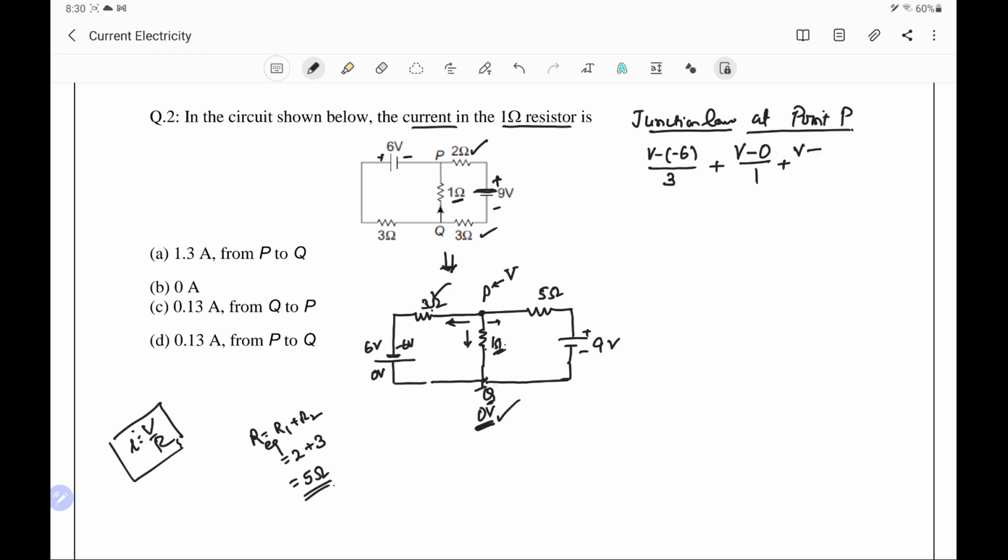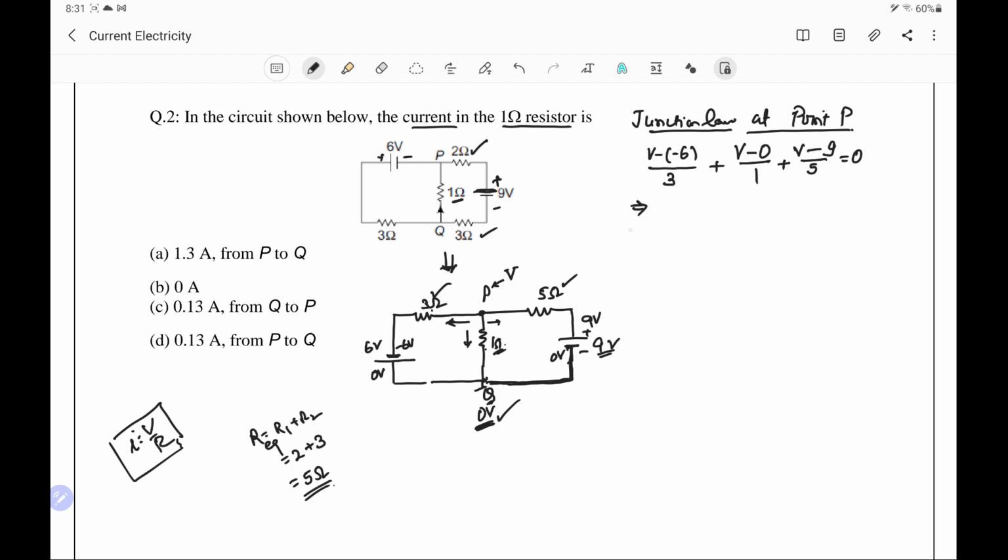Here Q is at 0 volt. This is the reference. If we check the negative terminal of the 9 volt cell, it is directly connected to the ground, so it will be at 0 volt. The cell itself is 9 volt, therefore its positive plate will be at 9 volt. Hence the voltage drop across the 5 ohm resistor is V minus 9, and the resistor is itself 5 ohm, so the current will be V minus 9 by 5. The sum should be 0, since these are all outgoing currents and there are no incoming currents.